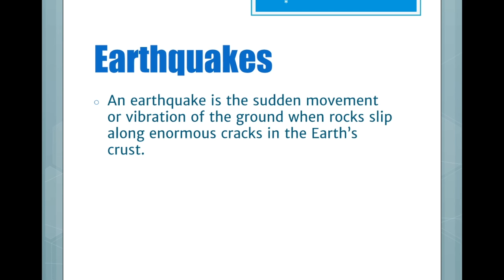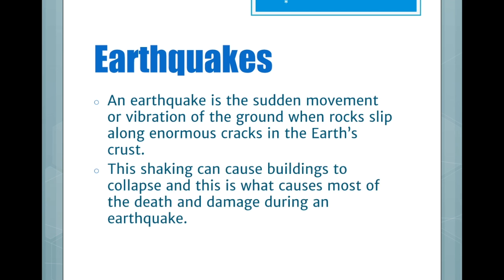So what is an earthquake? An earthquake is a sudden movement or vibration of the ground when the rock slips along enormous cracks in the Earth's crust. So what are those cracks? You can think of those as the fault lines, those boundaries between two plates that we talked about last week. We talked about the plates being very active, and when those rocks move, they can slip and cause this earthquake.